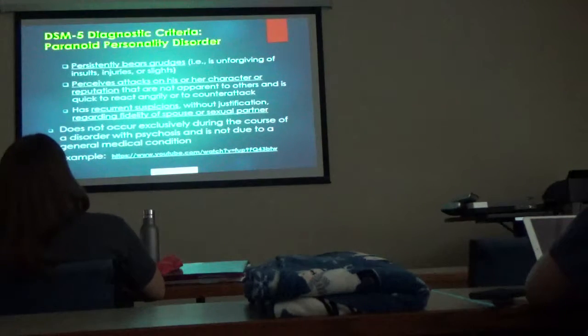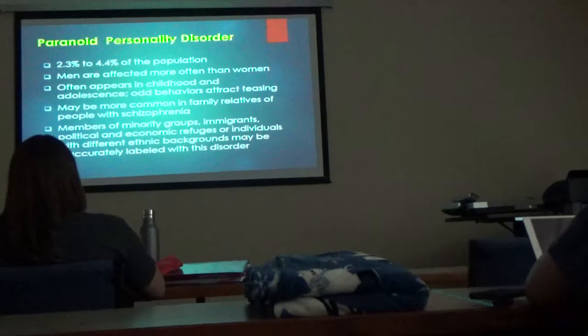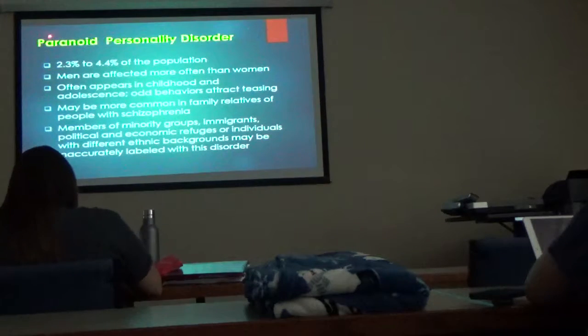Okay, so that's kind of an uncomfortable diagnosis to have, or a personality trait. How many people have it? 2.3 to 4.4% of the population, believe it or not. Men are affected more often than women. And the first several personality disorders we're going to talk about are men predominating over women, but in the end it will catch up and balance out. We don't have them all. They're not all in men.